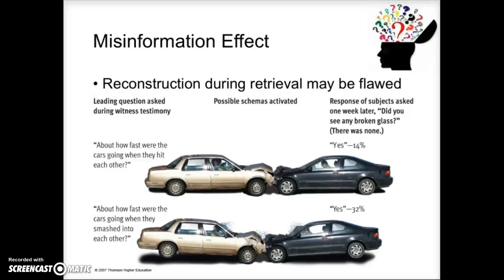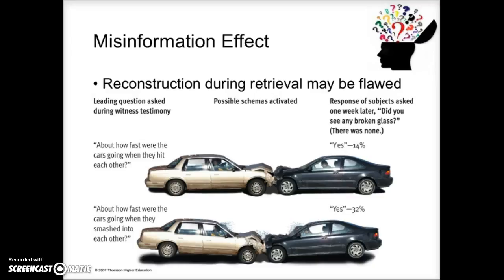Because when you went into your memory and pulled out glass related to this accident, you're going to have that memory attached to memories in which auto glass was intact and memories in which auto glass was broken. And the broken auto glass is also tied to car accidents. And so you're going to pull out an inaccurate memory. That's 14% of you. Now with the misinformation effect, I can actually increase the inaccuracy of your memory.